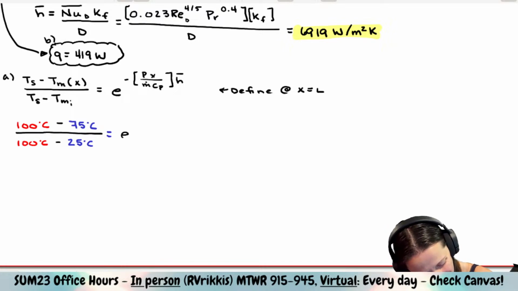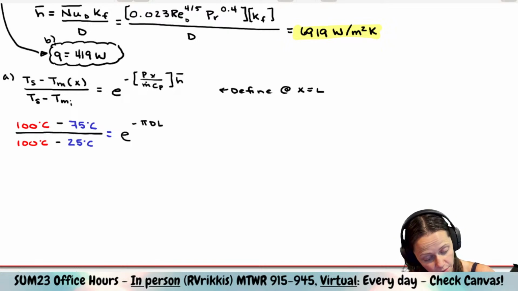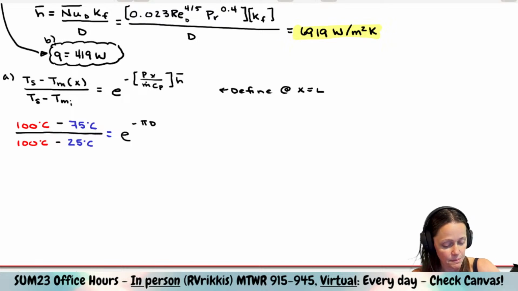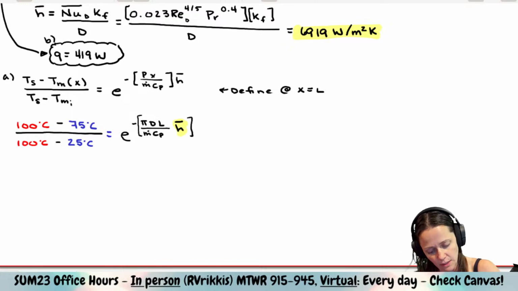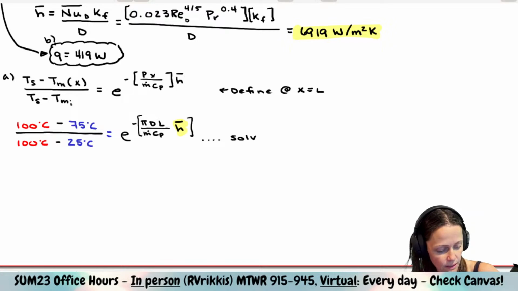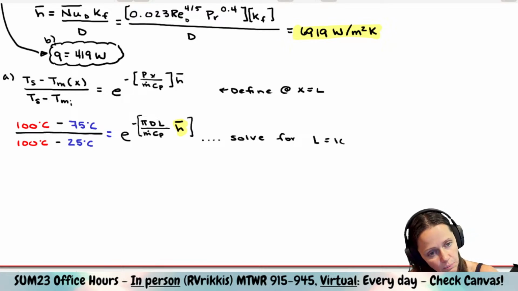Okay. So I have e to the negative. All right, so my perimeter is pi d, and then times x, but at x equals L, divided by m dot, which I know, Cp, and then my h bar. And remember, I already got a lot of these. There's my h bar. I've already solved for him. So it's just a matter of solving for L. So I have an L of 10.6 meters.